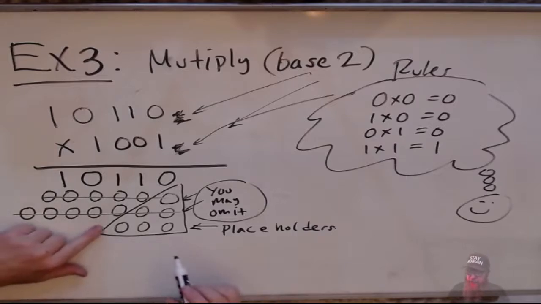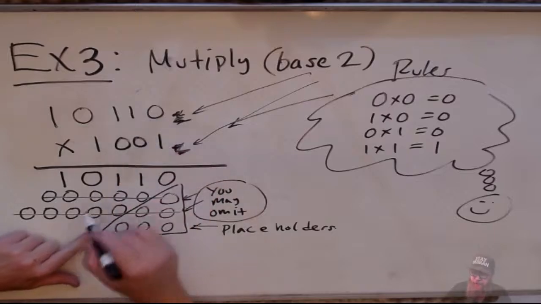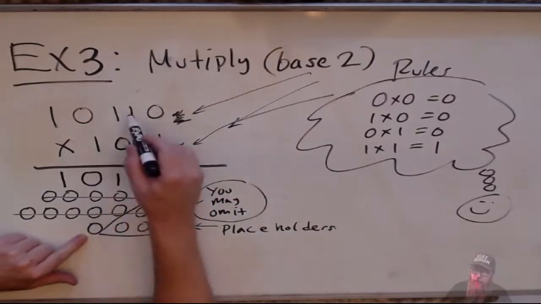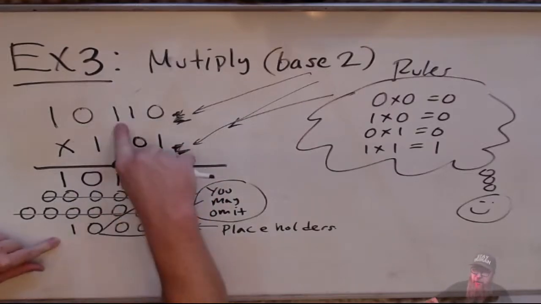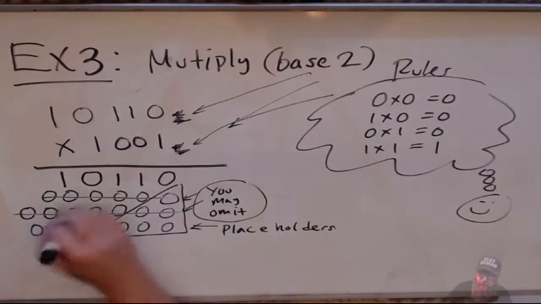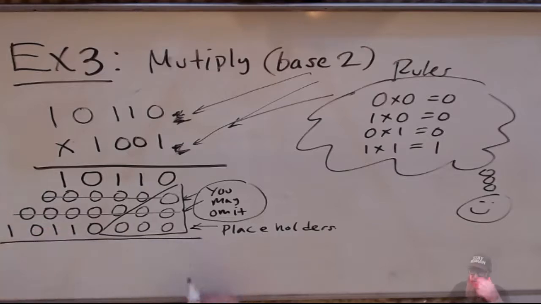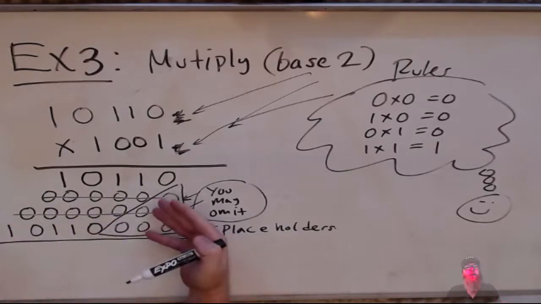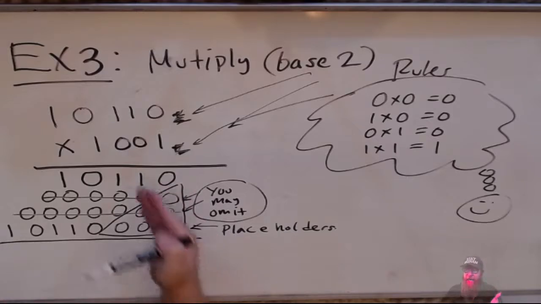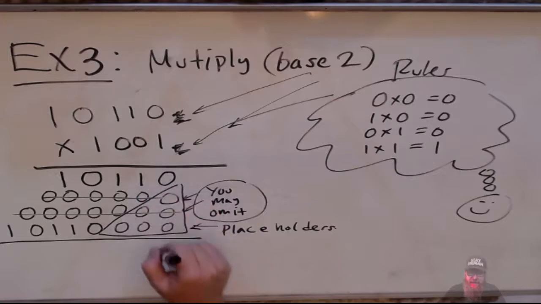All right, so we get to the last number, which is a 1. 1 times 0 is 0. 1 times 1 is 1. 1 times 1 is 1. 1 times 0 is 0. 1 times 1 is 1. So the multiplication process is relatively simple. It's the adding you need to worry about. So now you're going to add down.